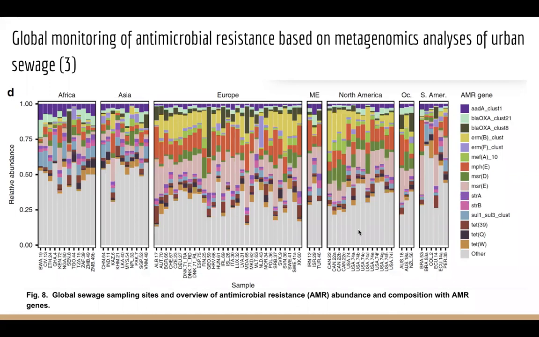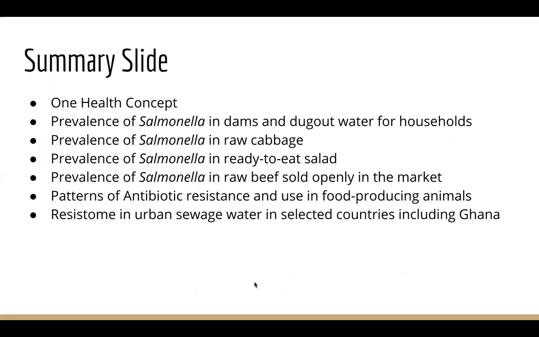So my summary: I talked about the One Health concept. I also spoke about the prevalence of salmonella in different foods, raw food and ready to eat, as well as beef. I also spoke about the antimicrobial resistance in food producing animals, which is very high and also has a correlation with the type of antibiotics that are being largely used here in Tamale.